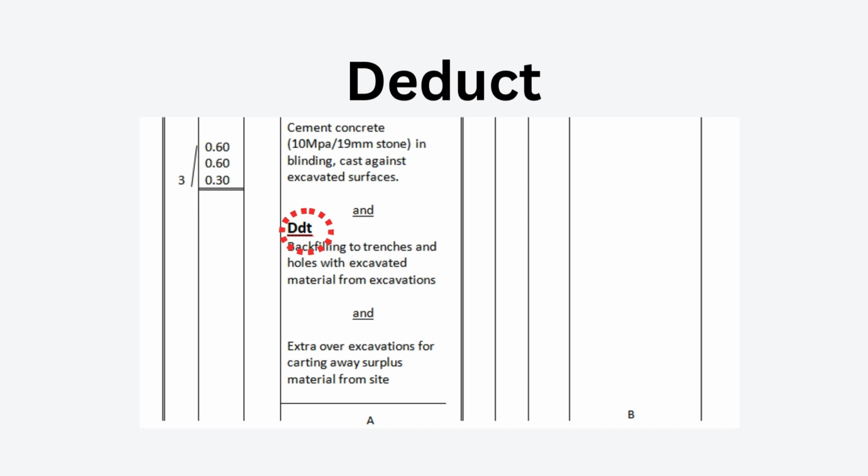Deduct. Now, when we deduct something, the procedure is to write the abbreviation DDT above the description against the left-hand side of the description column. It shows that we are subtracting a portion of the work we've already measured, right? Now, to demonstrate a deduction, we will use the same concrete base example as before. Our concrete base measures 0.6 by 0.6 by 0.3 meters thick. Now we will deduct the backfill that was previously measured as part of the excavation by writing DDT above the backfill description.